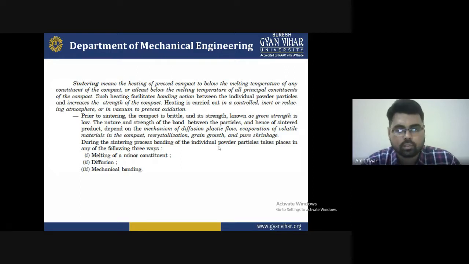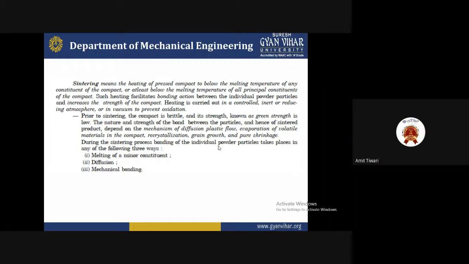So these are some reasons to be identified why it is very important as compared to this. So these are some reasons which we have to use for increasing the mechanical or chemical property of the powder particles, so that strongly bonded particles are generated and the strength will be generated very high. That will be required. This is our main requirement. So during the sintering process, the bonding of the individual powder particles takes place in three ways: the melting way, the minor way, or the constituent way. So this type of mechanical bonding, diffusion bonding, and the melting of minor constituents are responsible for the sintering process.